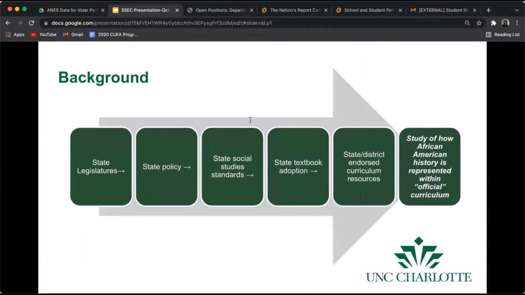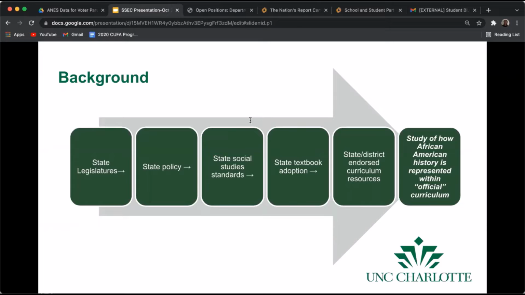Some background on our study: state legislatures create the policies that govern the curriculum and direct K-12 instruction. What is assumed is that the policy decision that's adopted is explicitly aligned with the state standards, and that they endorse the state curriculum resources that the policy defines. What is the official curriculum? Some states exercise greater control over the curriculum by identifying state textbooks, versus other ones that give a list of state textbooks that districts can then look at.